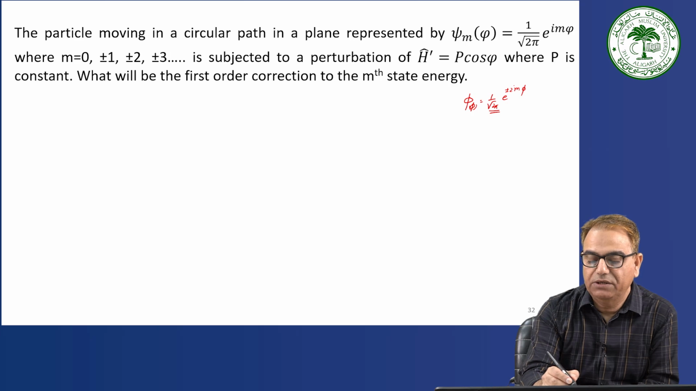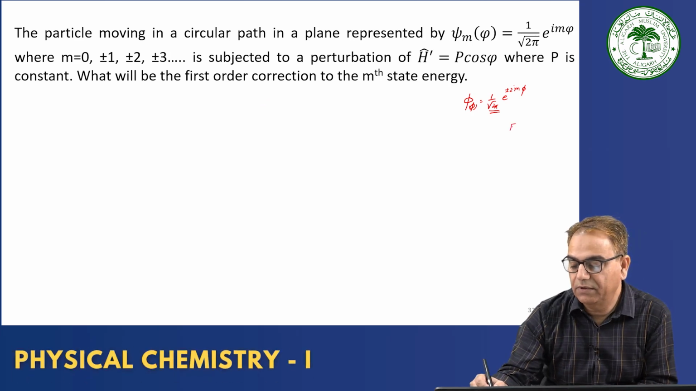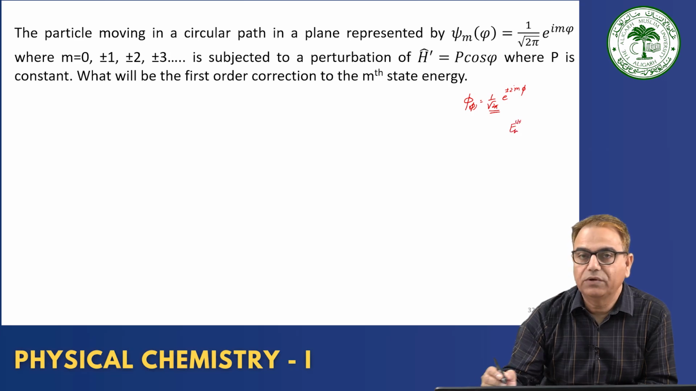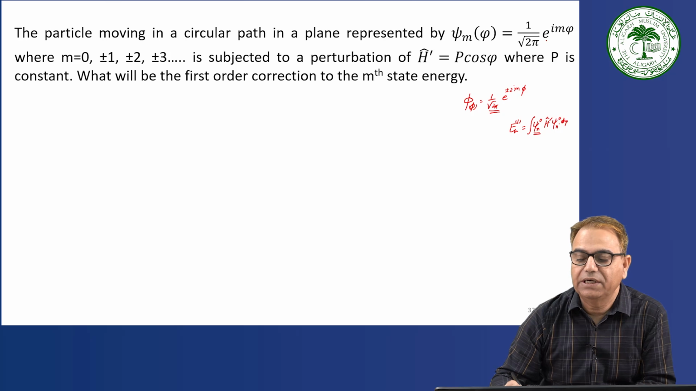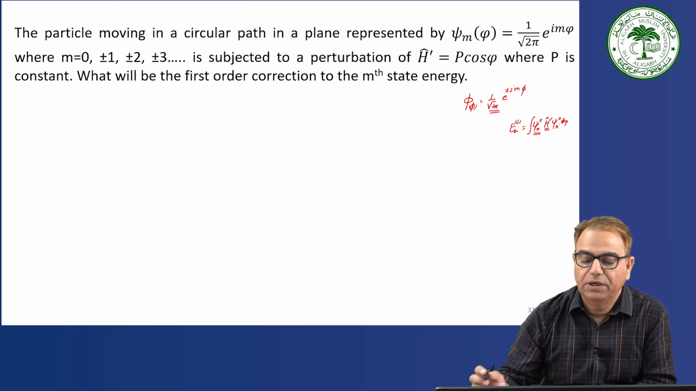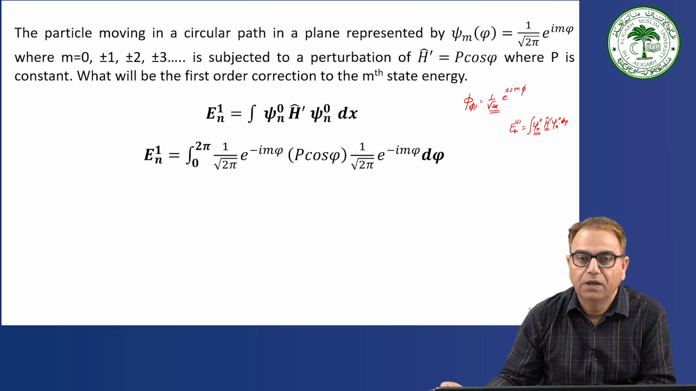So what you have to calculate is En1, and for this En1 the formula is the integral of psi n naught, perturbation operator, psi n naught d tau. This psi n naught is already given to you, 1 by root 2 pi exponential i m phi. The perturbation is given to you, it's p cos phi. So the formula is already there. If you put these values in the En1 relationship, this is what you get.